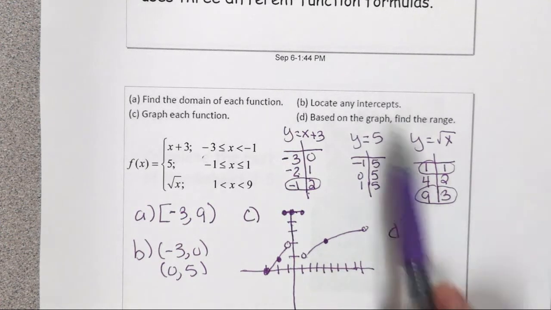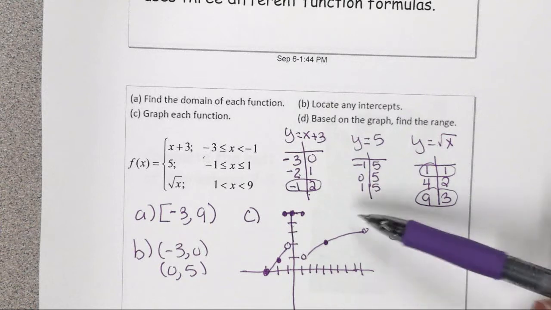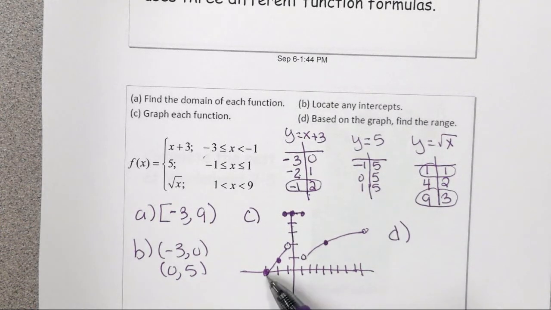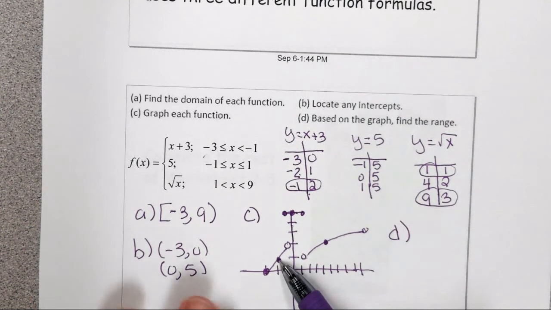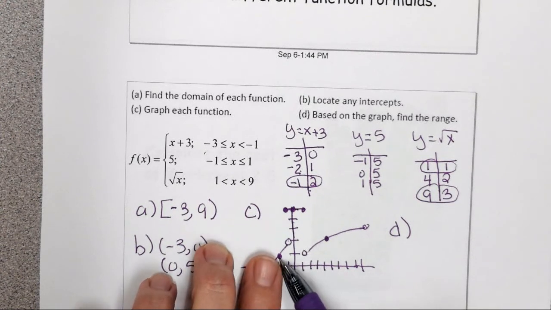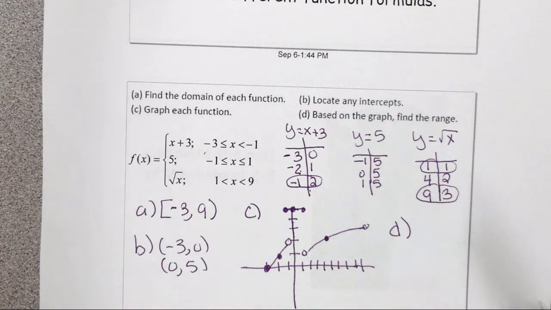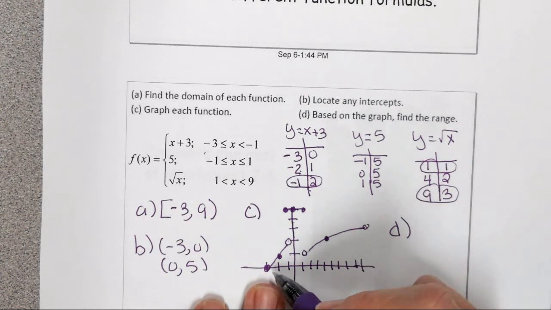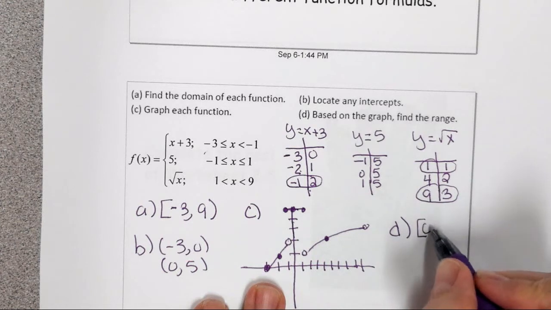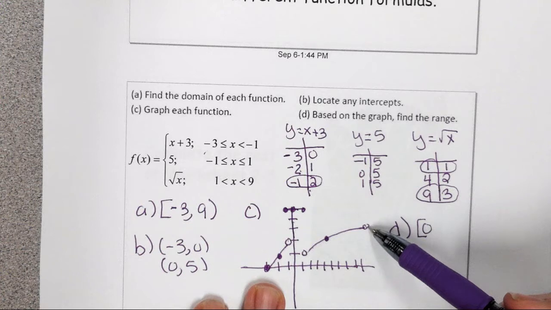And D wants me to find the range of the graph. Okay, so the range is going to go from the lowest point to the highest point. Okay, so it looks like I'm using this right here. It almost looks like there's a hole at the 1, but I used it here. And I used that. So it looks like my y values went from 0 all the way to 3.